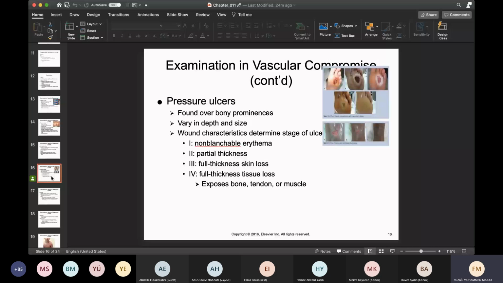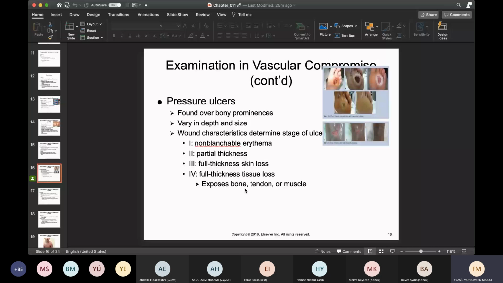Now for pressure ulcers, once again, you're commonly going to find them over bony prominences. Their sizes also vary. This is actually showing healing, but different individuals will heal at different rates. And the larger it is, the more time it's going to take to heal. When you look at the different stages of the ulcer, stage 1, 2, 3, and 4, what's the difference? Stage 1 is the best case scenario, and the worst would be stage 4. In stage 4 ulcers, there's full thickness tissue loss, so you can see bone, muscle, and tendons for that matter.